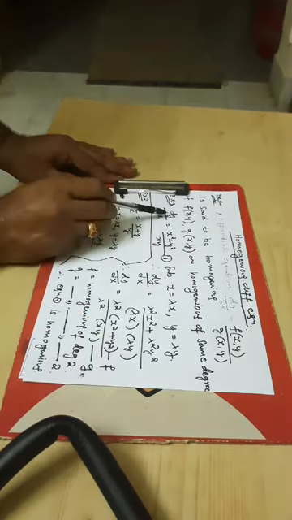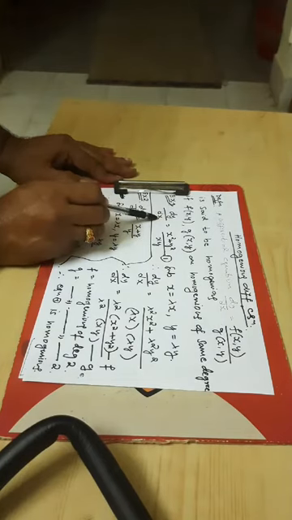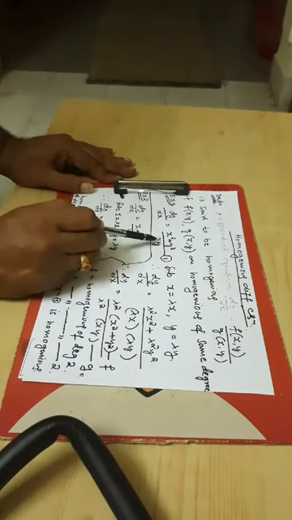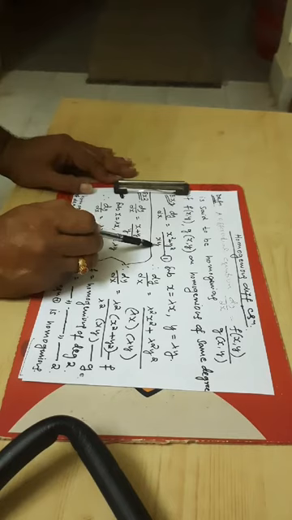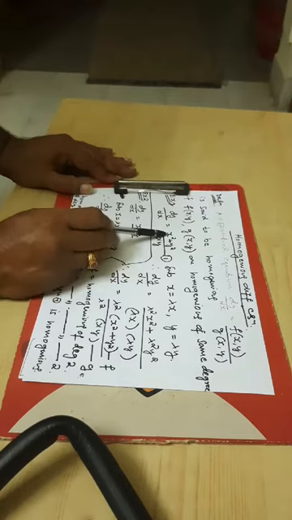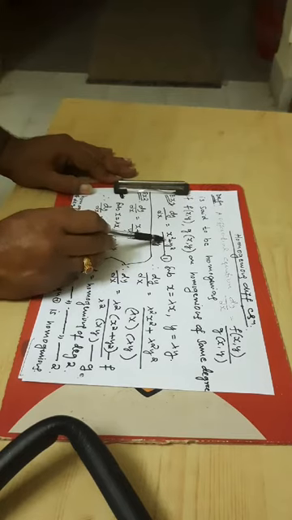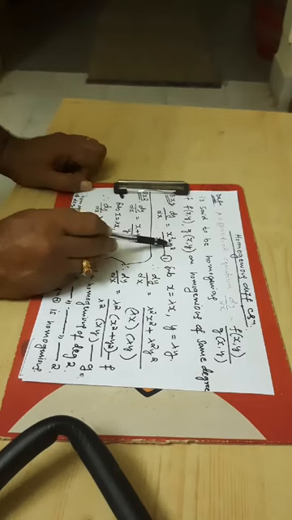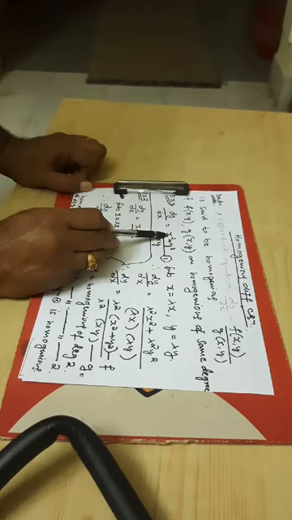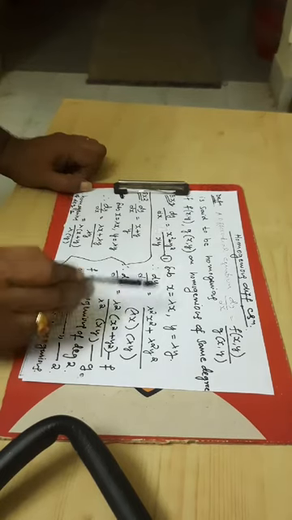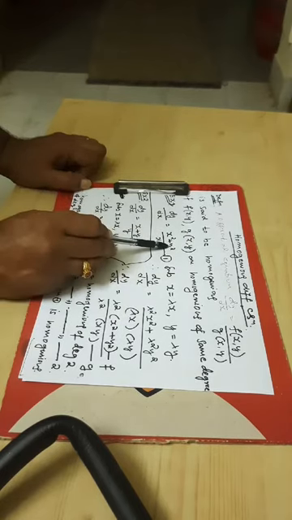For example, take dy by dx is equal to x squared plus y squared divided by x y. Now the numerator is f, the denominator is g. To test whether this differential equation is homogeneous or not, put x is equal to lambda x, y is equal to lambda y. Wherever x is there, I am substituting lambda x, and wherever y is there, I am substituting lambda y.